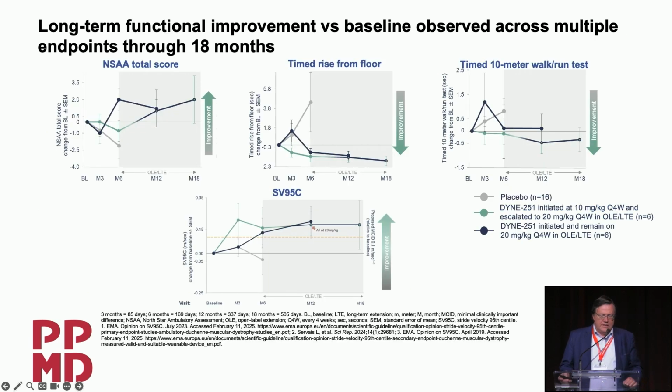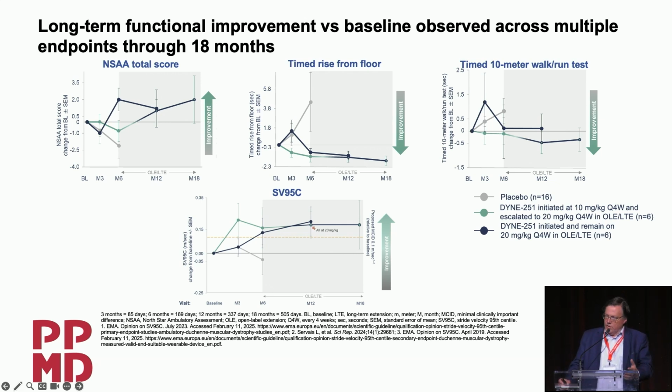Consistent with that idea, this is a fairly complicated slide, and I'm not going to dwell on it too long in the interest of time, but I'll point out a couple of different things. The blue bars are the patients who initiated and remained on the 20 mg per kg dose. The green symbols are those who started at a lower dose and then were moved to 20 mg per kg, and then there are ones who were on placebo alone. But you'll see there's evidence for clinical improvement in North Star Ambulatory Assessment, time to rise from the floor, 10-meter walk/run, and this stride velocity 95th percentile test.